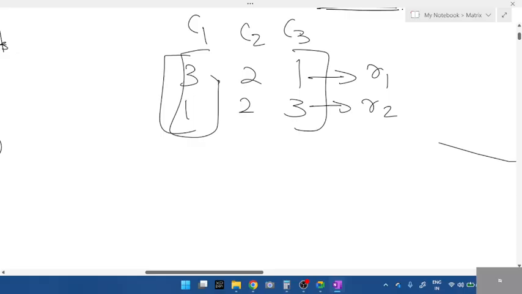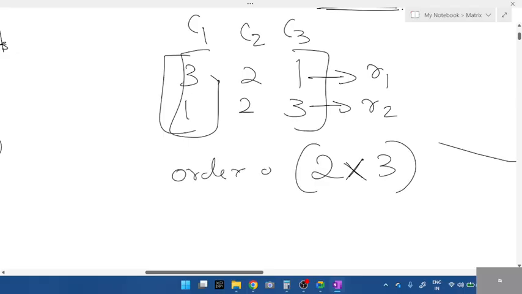How do you write order of matrix? We give preference for which one, row or column? Row first. So how many rows does it have? 2 rows. This is not multiplication. We call it as by. 2 by, how many columns are there? 3. This is the order of matrix. In MCQs, very rarely they ask, if they give you a certain value like this, they'll ask you what is order of matrix.